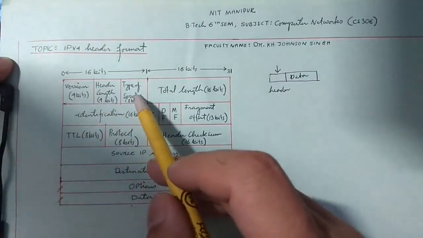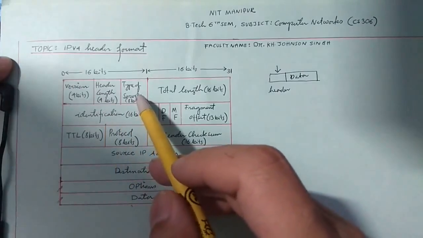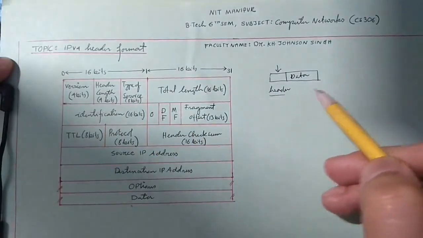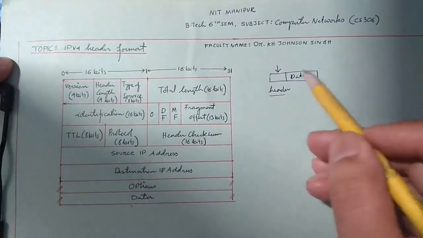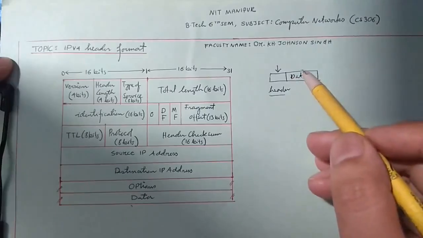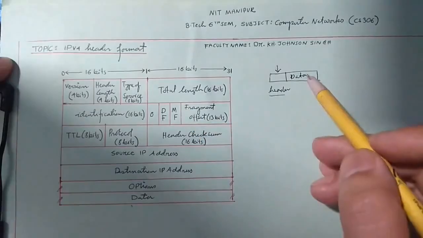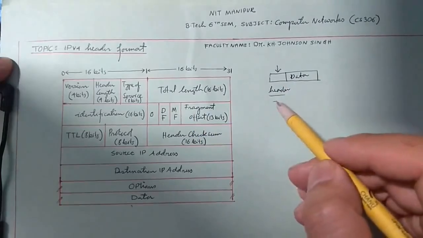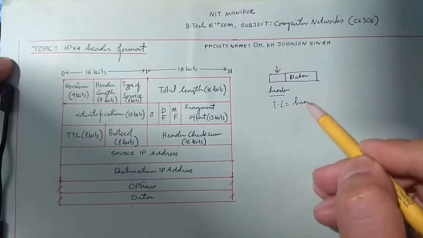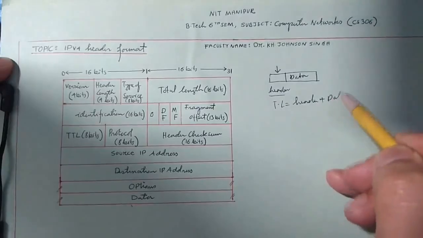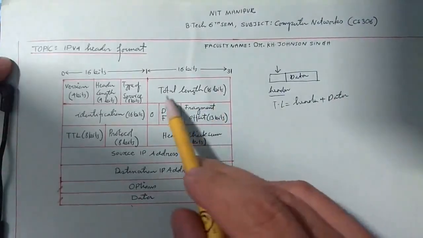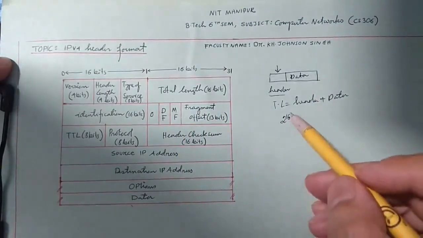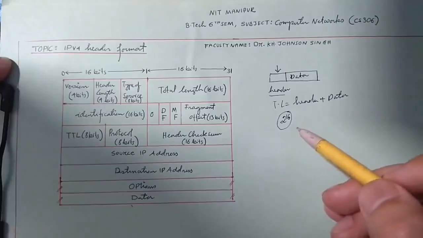Type of service describes the quality of the service given to these packets. The total length is the combination of this header along with the data, which means your payload; we call this data a payload also. So the total length is given by the length of the header plus the length of the data. Since it is 16 bits, the length can be up to 2 to the power 16.